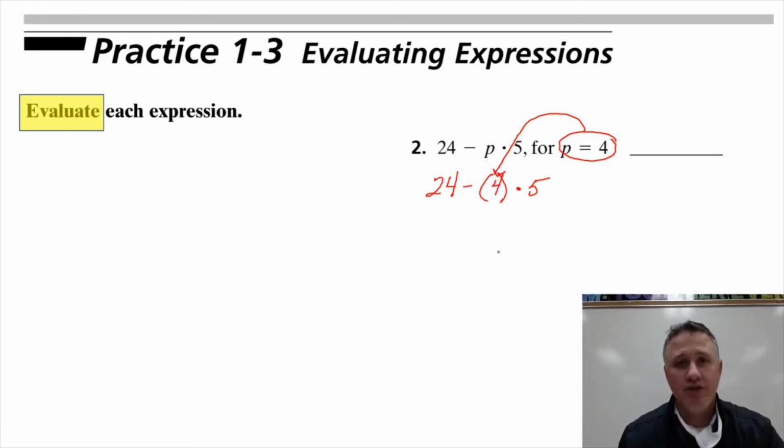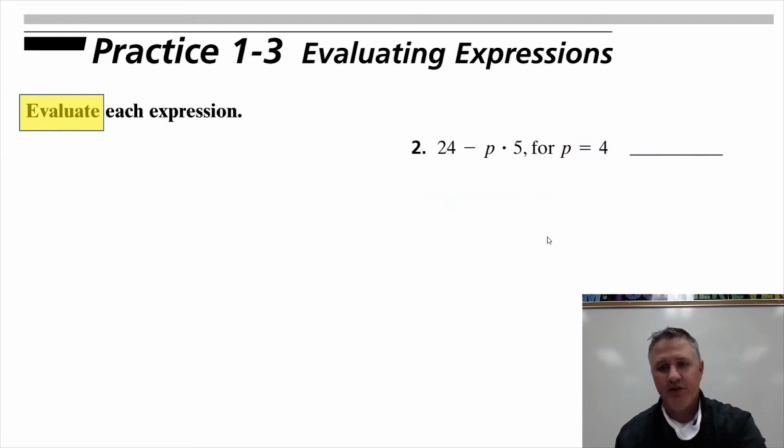And now it becomes an order of operations problem, right? So I could either do 24 minus 4 or 4 times 5. 4 times 5 comes first, 20. 24 minus 20 is 4, and that's how you solve that problem.